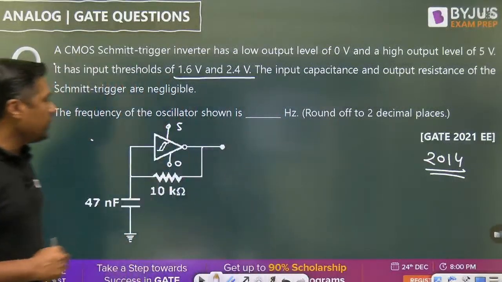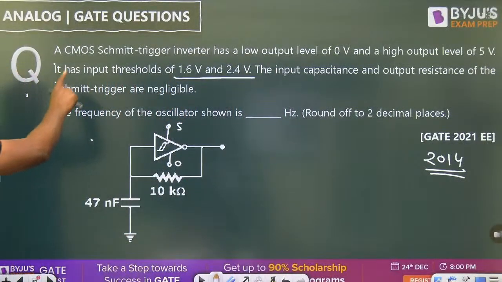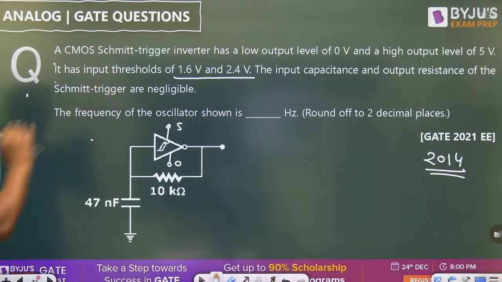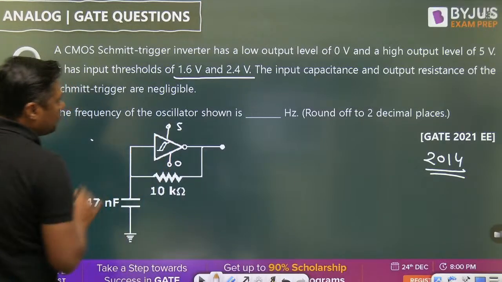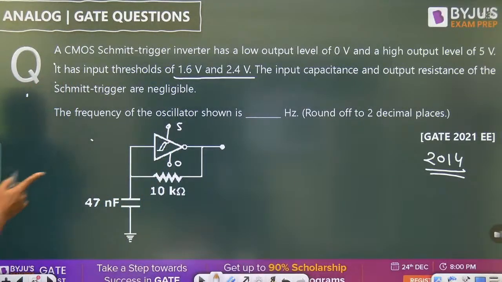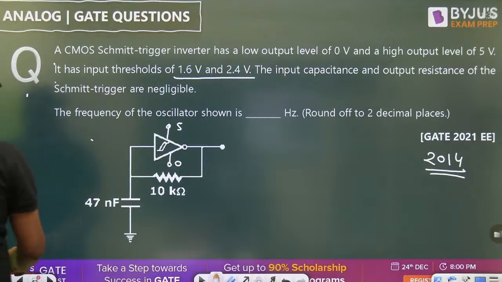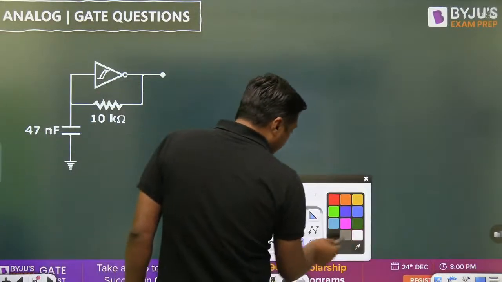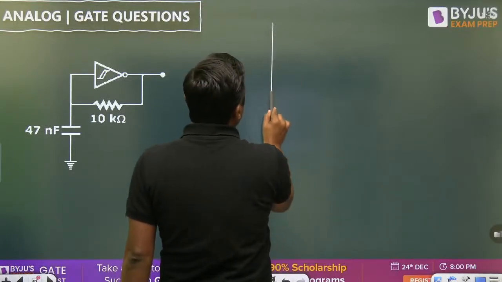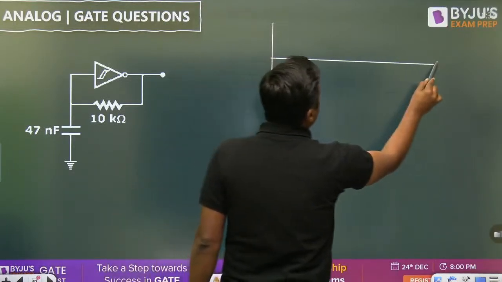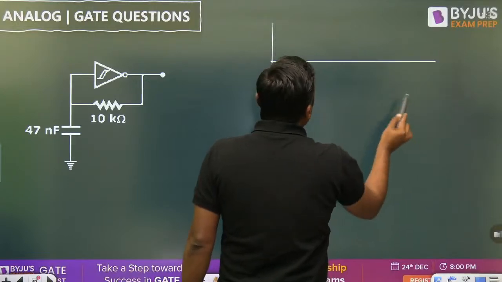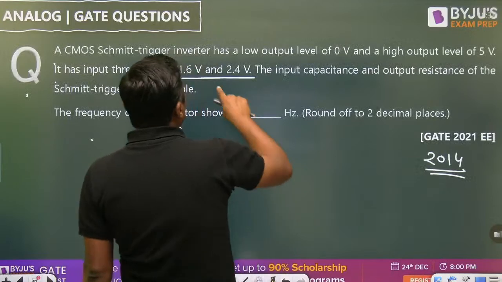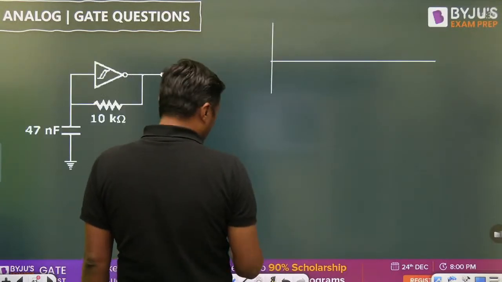Now, how we are going to solve this question? CMOS trigger inverter has a low output level of 0 volt and high output level of 5 volt. So we are having the 0 and 5 volt. Threshold voltage already given, so no need to calculate the threshold voltage. Then how we are going to solve it? Simply make a diagram. What is the voltage across the capacitor? Now, what is the threshold level? 2.4 volt and 1.6 volt.